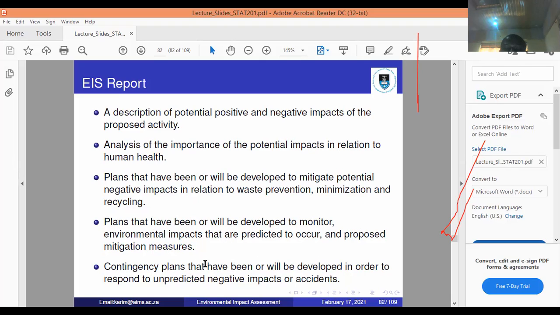And then you need contingency plans that have been or that you think you will be able to develop in order to respond to negative effects or negative impacts that you do not think will occur.